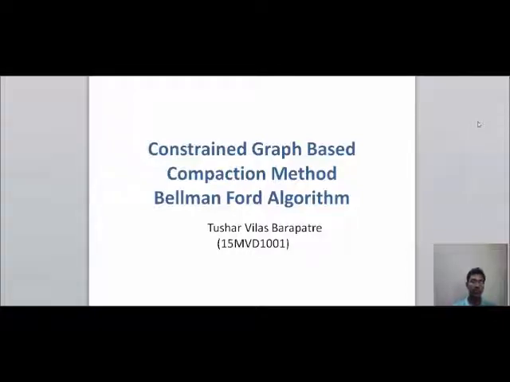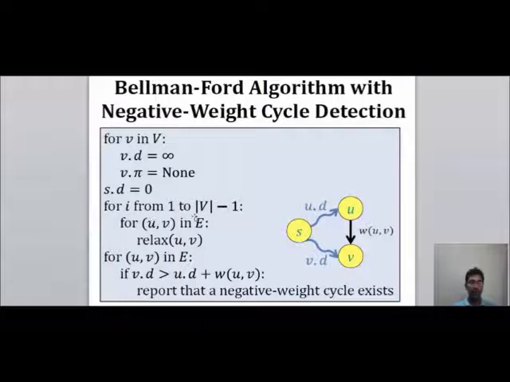The idea of the algorithm is to go through all the edges of the graph one by one in random order, and to follow this algorithm, that is the relaxation of edge uv. If the distance of v is greater than the distance of u plus the edge weight, then we need to update our nodal value.